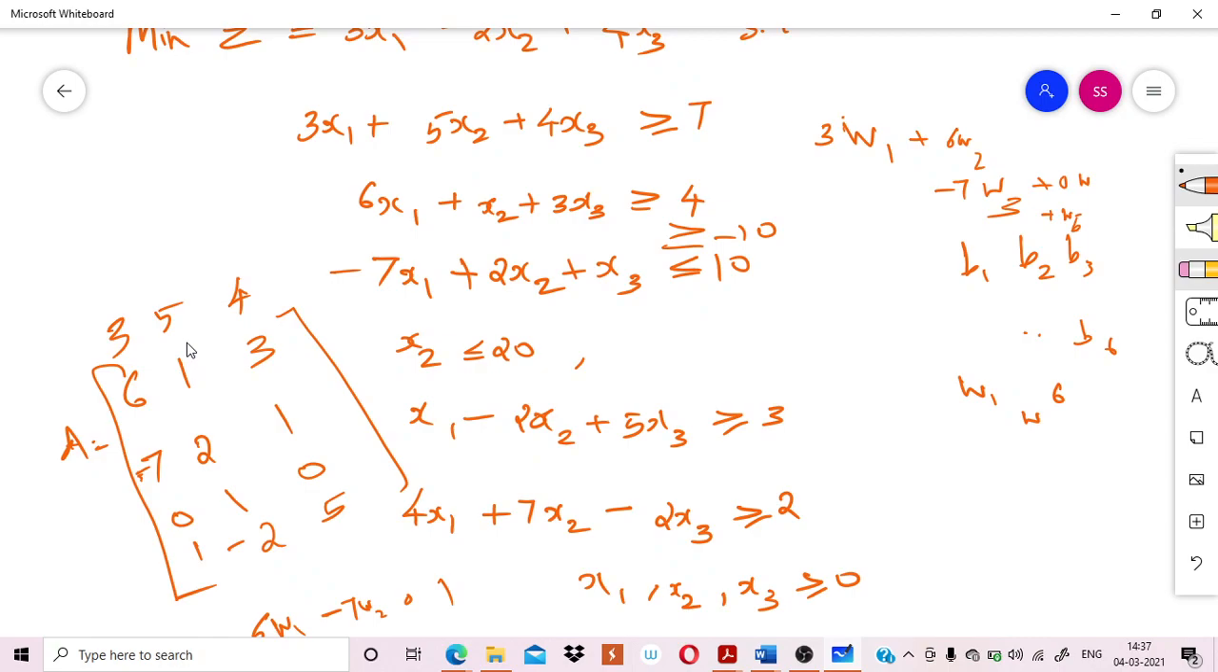Here we have 4 also, 4, 7. This row also I didn't write. So this is our result, right? Yes, like that you can form the dual of LPP.